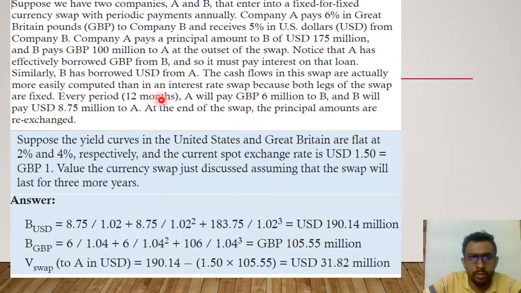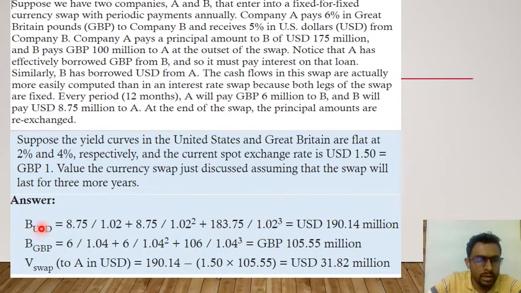Every period of 12 months A will pay 6 million GBP and B will pay USD 8.75 million. At the end of the swap, principals are exchanged. So this is how it works. And the question is, suppose the yield curves in the United States and Great Britain are flat at 2% and 4%. The spot exchange rate is 1.5 USD per 1 GBP. Value the currency swap just discussed, assuming the swap will last for 3 more years.